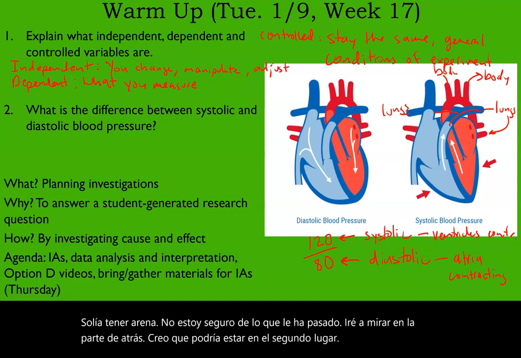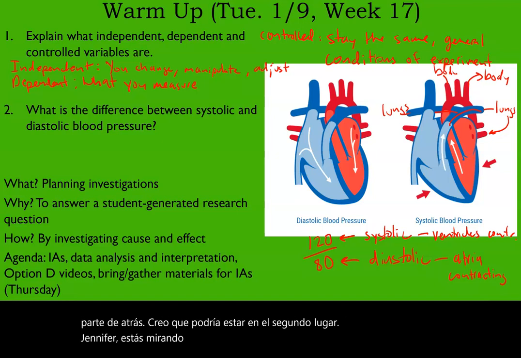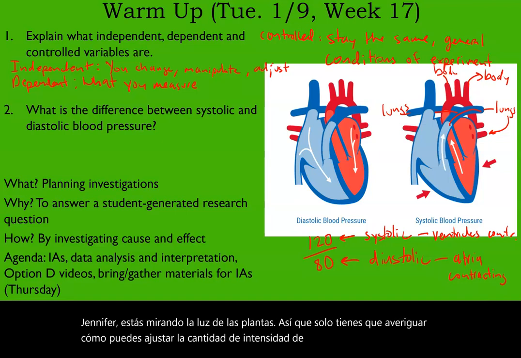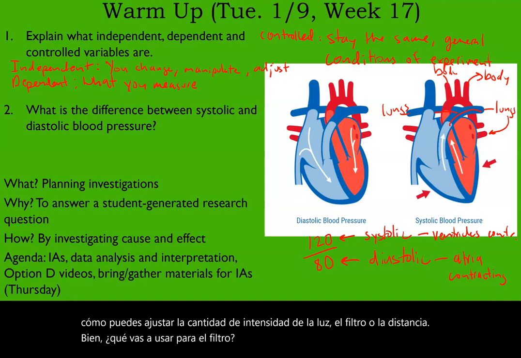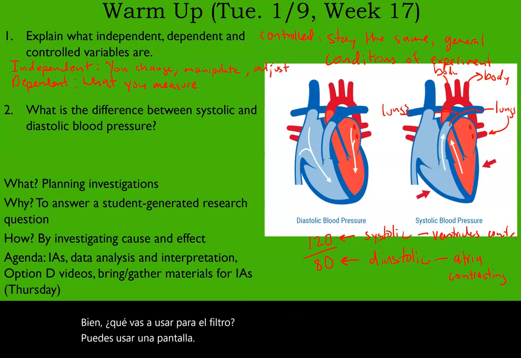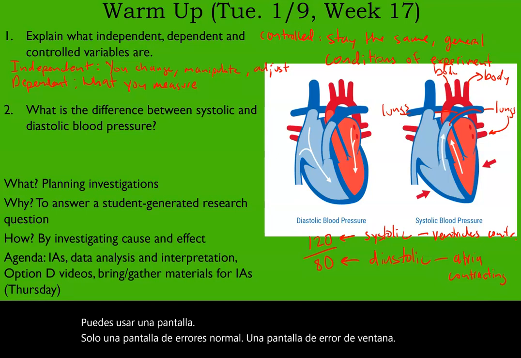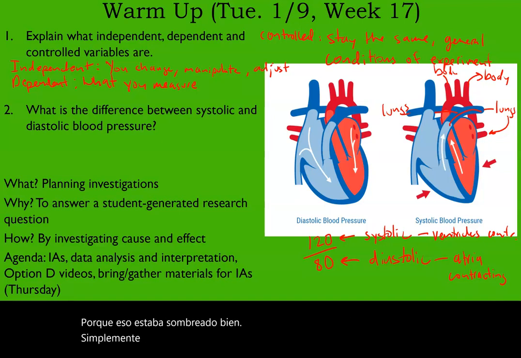And Jennifer, you're looking at plant light. So you just figure out how you're going to adjust the strength of the light, the filter or distance. Okay. What are you going to use for filter? You can use a regular window bug screen, because that would shade it, right? You could just do one with no shade, one with the shade, and see what happens. You could do even another one where you put some holes in the shade or something.